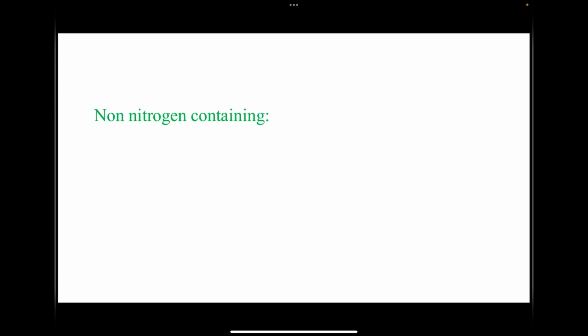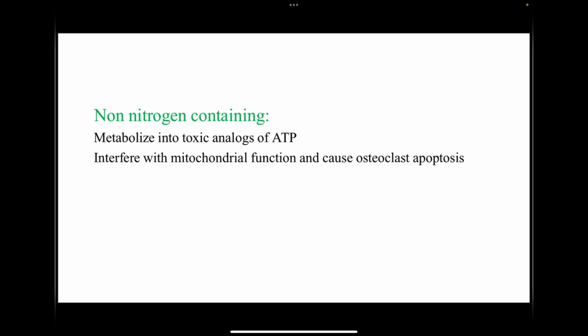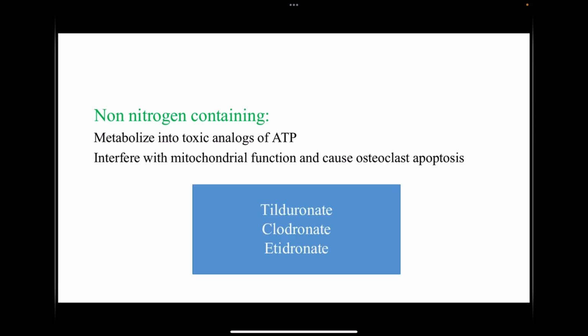Now coming to the next one, non-nitrogen containing agents. They act by being metabolized into toxic analogs of ATP in the cell. And what these toxic analogs are going to do to the cell, they are going to lead to the apoptosis of the osteoclast. So tiludronate, clodronate and etidronate are the non-nitrogen containing agents in the bisphosphonate category. Mostly they are not readily available in India, so not most commonly used. Alendronate and zoledronate are the most commonly used in clinical practice.